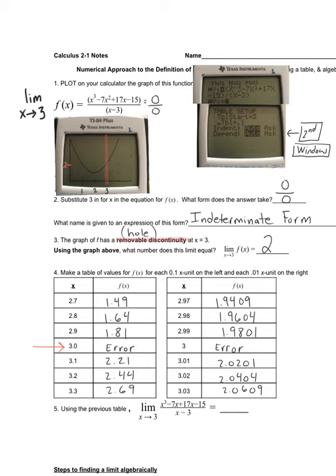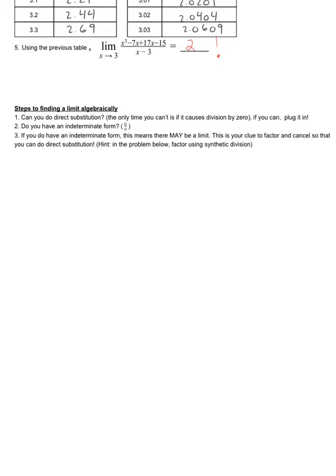So you can see, here is x equals 3. As our x's get closer and closer to 3 on the left and on the right, my y values are getting closer and closer to 2. So using this table, the limit as x approaches 3 of this big function here is 2.